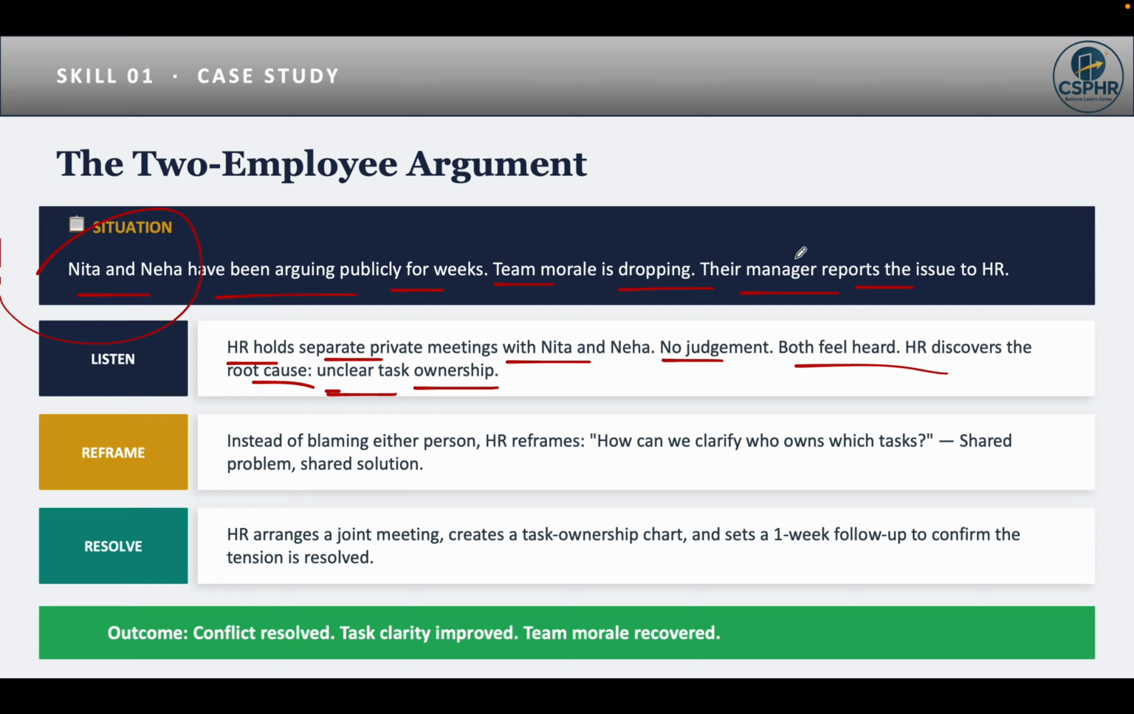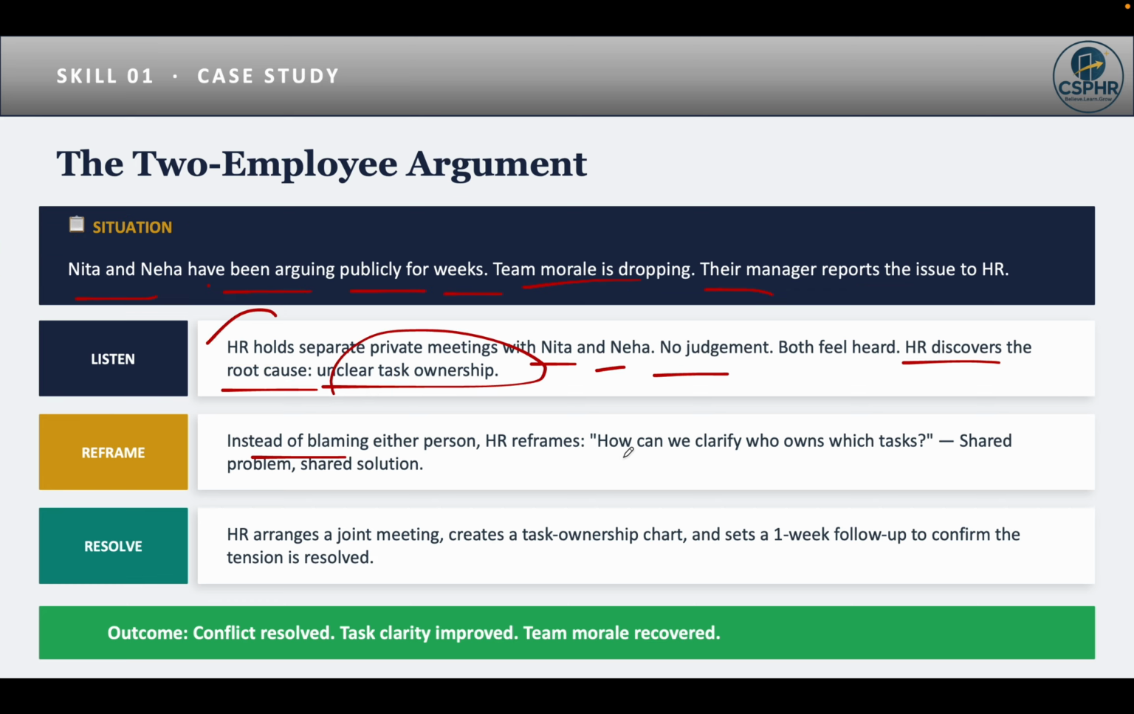Okay, so the manager was not able to divide the task properly between them, so that is the reason they are arguing for weeks. Then reframe. So instead of blaming them, as HR you have to clarify how you can divide the task with the help of the reporting manager. Okay, then resolve. HR can arrange a joint meeting, create a task ownership chart, or set a 1 week follow-up to confirm the tension is solved or the conflict is resolved.